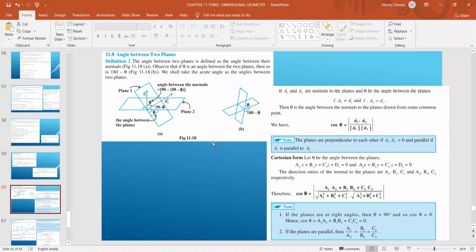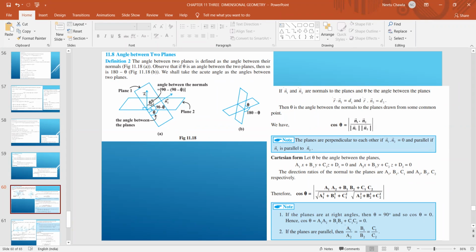See on page number 488, angle between two planes. See here, the two planes are being shown. Since a plane is a three-dimensional figure, they have tried to show it in their best form. The angle between the two planes is defined as the angle between their normals. See here, N1 is the normal of plane 1, and N2 is the normal of plane 2. So the angle between these two planes means the angle between their normals.